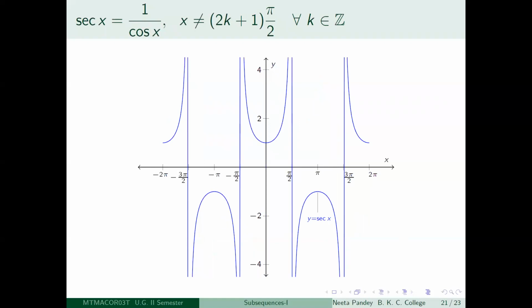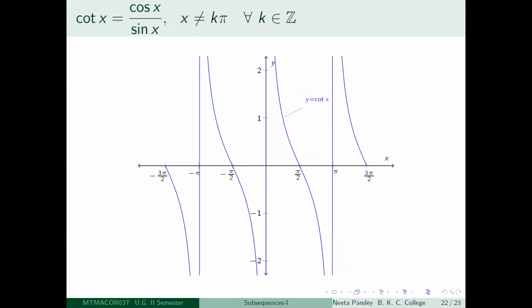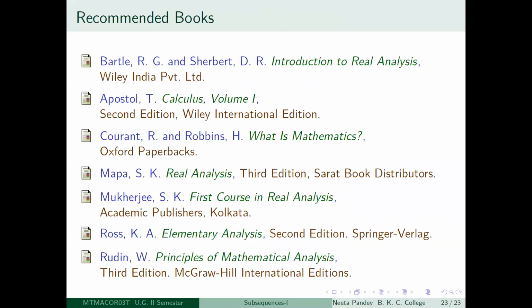Similarly for sec x, which is 1 by cos x, it will not be defined when cos x is equal to 0. So when x is equal to (2k plus 1) pi by 2, it will not be defined. So it is a breakage like this. So this is the graph of sec x. And similarly, you can talk about cot x, which is 1 by tan x, that is cos x by sin x. So this will be defined only when sin x is not 0, that is only when x is not equal to k pi. Okay, and then there are several formulas of trigonometric functions which you have been using since your high school. So we will also be using them whenever we do a certain number of problems.